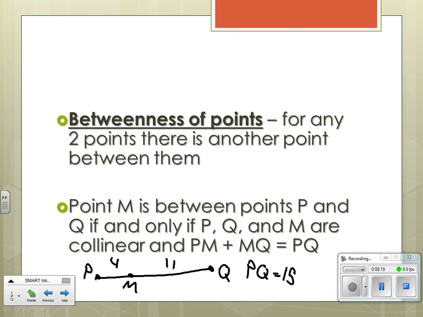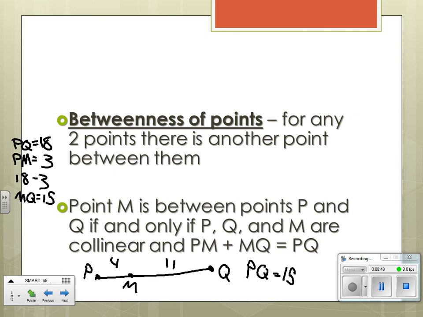What if I knew the whole thing and one part? Let's say I told you that PQ this time is 18, and I told you that PM is 3. Could you figure out how long MQ is? Yeah. This time I've got the whole thing. I've got one part. To get the other one, I would subtract. So 18 minus 3 tells me that MQ equals 15. So you can go that way with it as well.